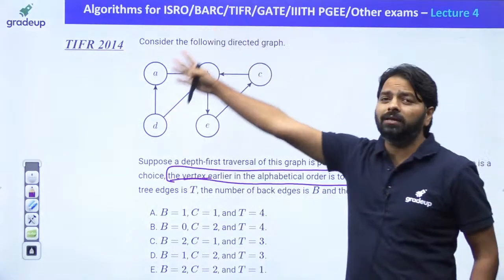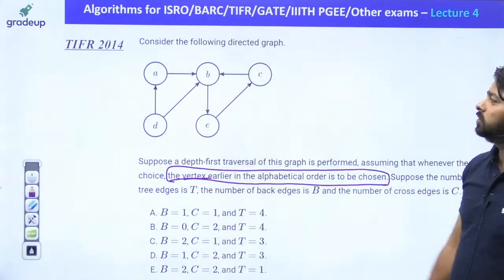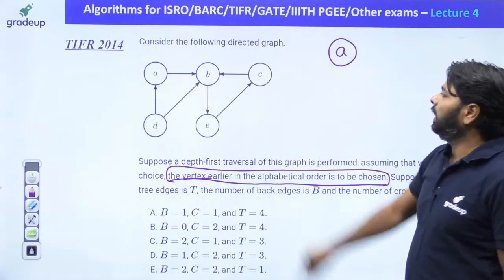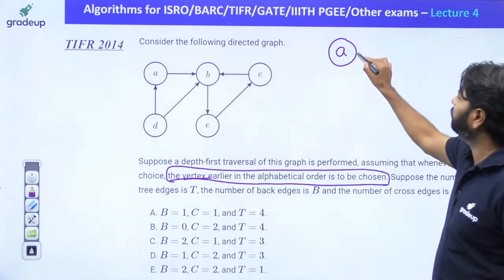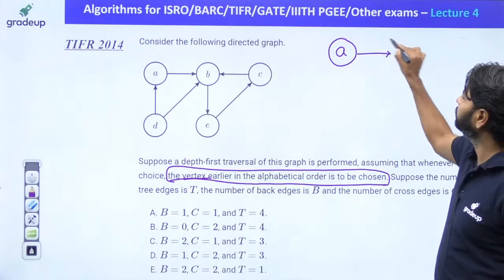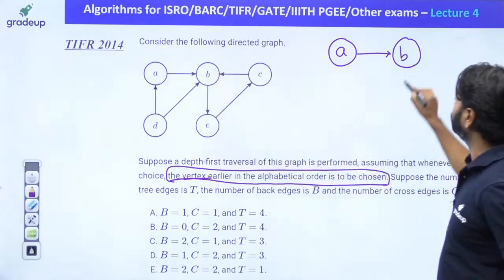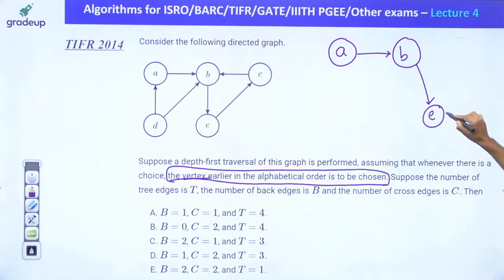Now, I don't know where to begin. What I do, I apply this condition. So, we will start from A. And in DFS, you need to go depth. So, only one way you have, B. And from B, you have only one choice. You have to go to E. From E, you have only one choice, that is C.